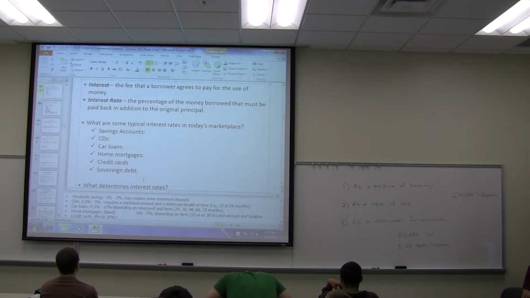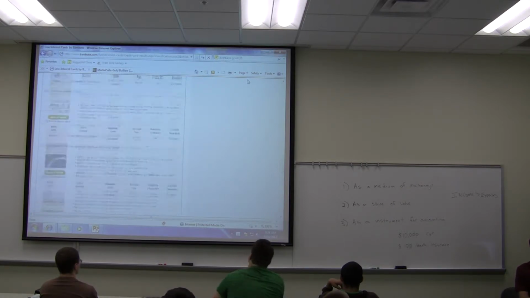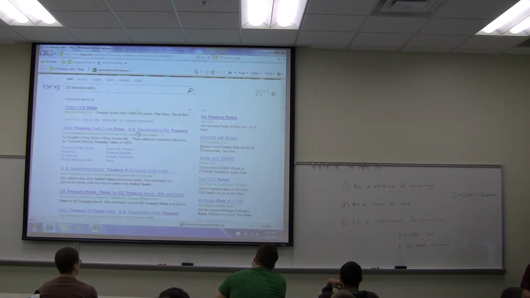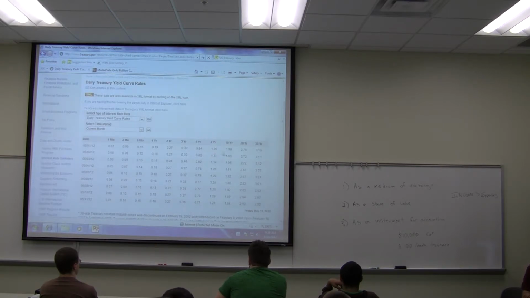Sovereign debt. What does that mean? Anybody know what sovereign debt is? It's the interest rate that countries have to pay in order to borrow money. And so the United States, let's say U.S. Treasury rates, if the United States wants to borrow money from people, if they want to borrow it for 10 years, it looks like these are rates that are determined by auction. They will borrow money from whoever is willing to loan it to them for the lowest amount. And so they have auctions.